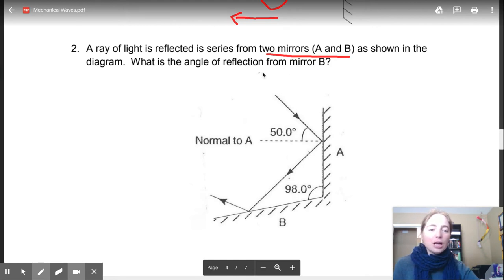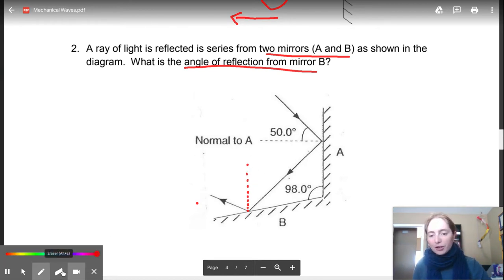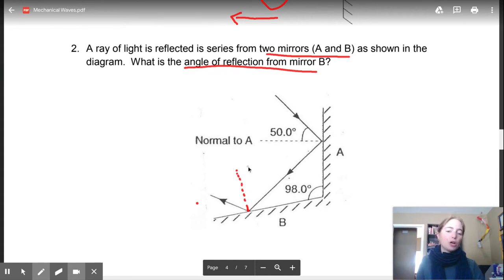All right, so what is the angle of reflection from mirror B? Okay, so our goal here is the angle of reflection. Remember, ladies and gentlemen, whoops, I drew that crooked. The angles always are relative to the normal, and the normal is perpendicular to the surface. So we need to find what the theta here is. Well, theta here is going to equal theta here.